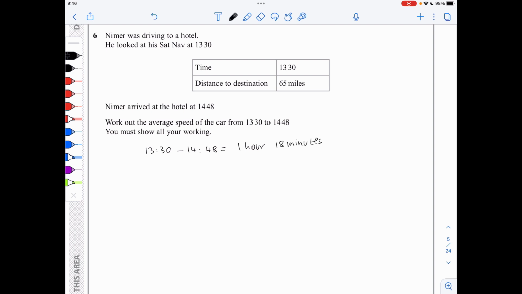We know that speed is distance over time. So this will be 65 miles divided by 1 and 18 out of 60 hours. And we get an answer of 50 miles per hour.